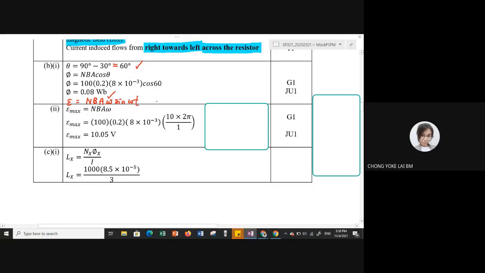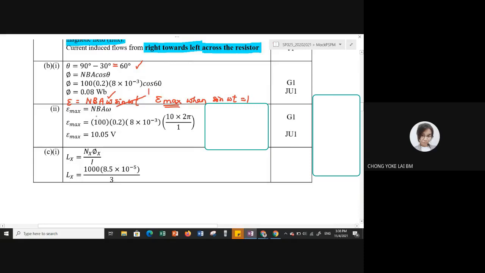Tapi soalan nak cari maksimum. So kita faham our EMF is maximum when our sin omega t equal to 1. Nilai ni equal to 1, then EMF kita adalah maximum. So akhirnya kita dapatlah EMF maximum is NBA omega.